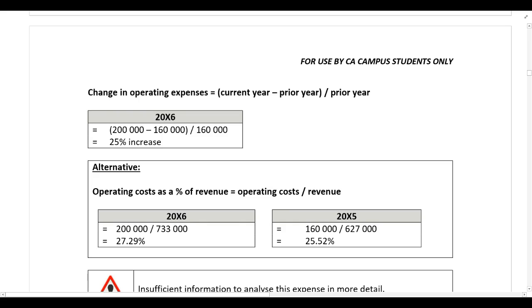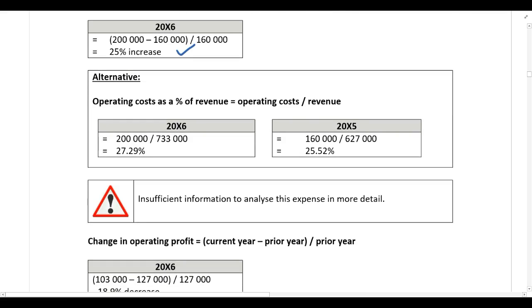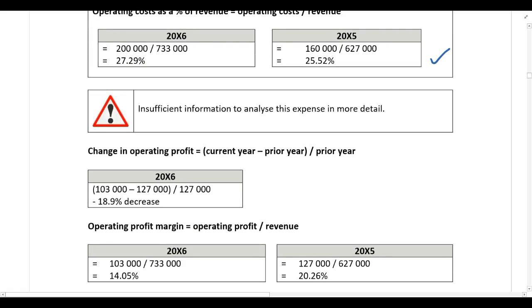We then look at the change in operating expenses, or as an alternative, you can calculate operating costs as a percentage of revenue. And once again, you can see here I've said there's insufficient information to analyze this expense in more detail. We don't know what that cost is made up of, so we can only calculate the movement in total or the cost as a percentage of revenue in total.